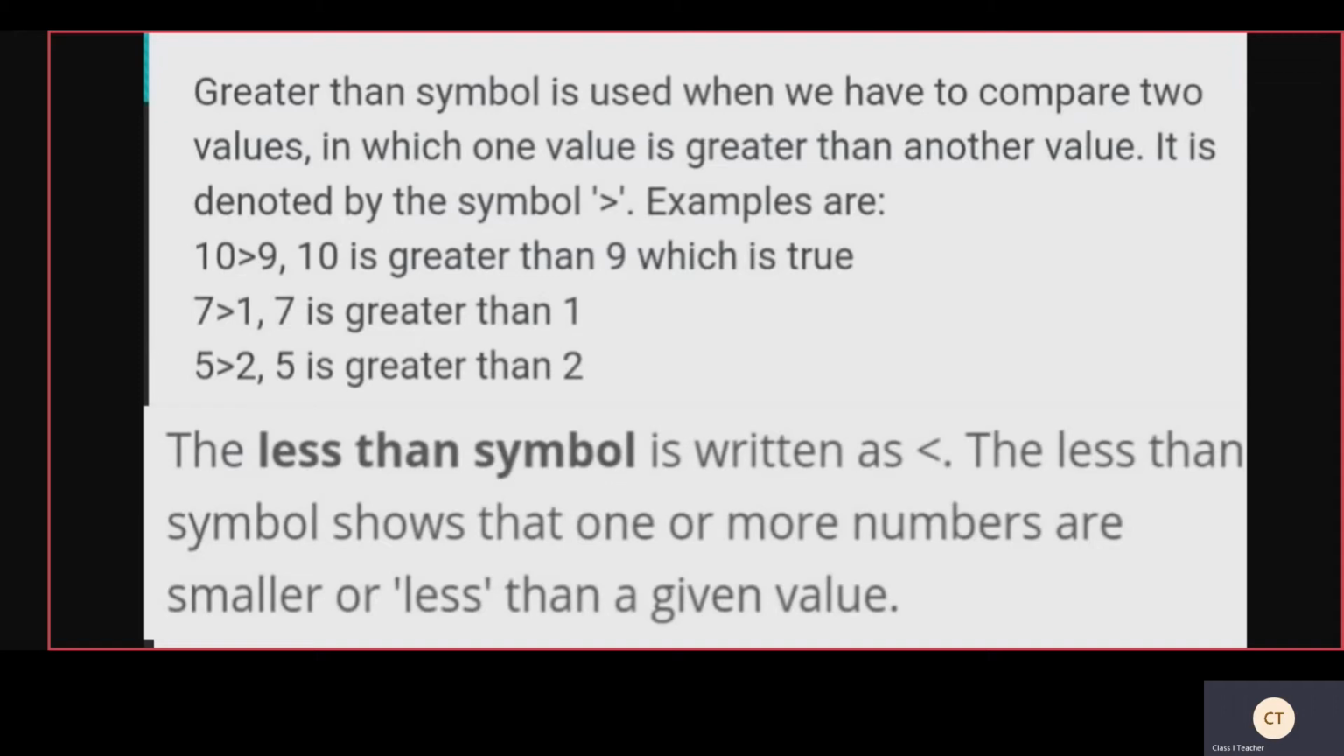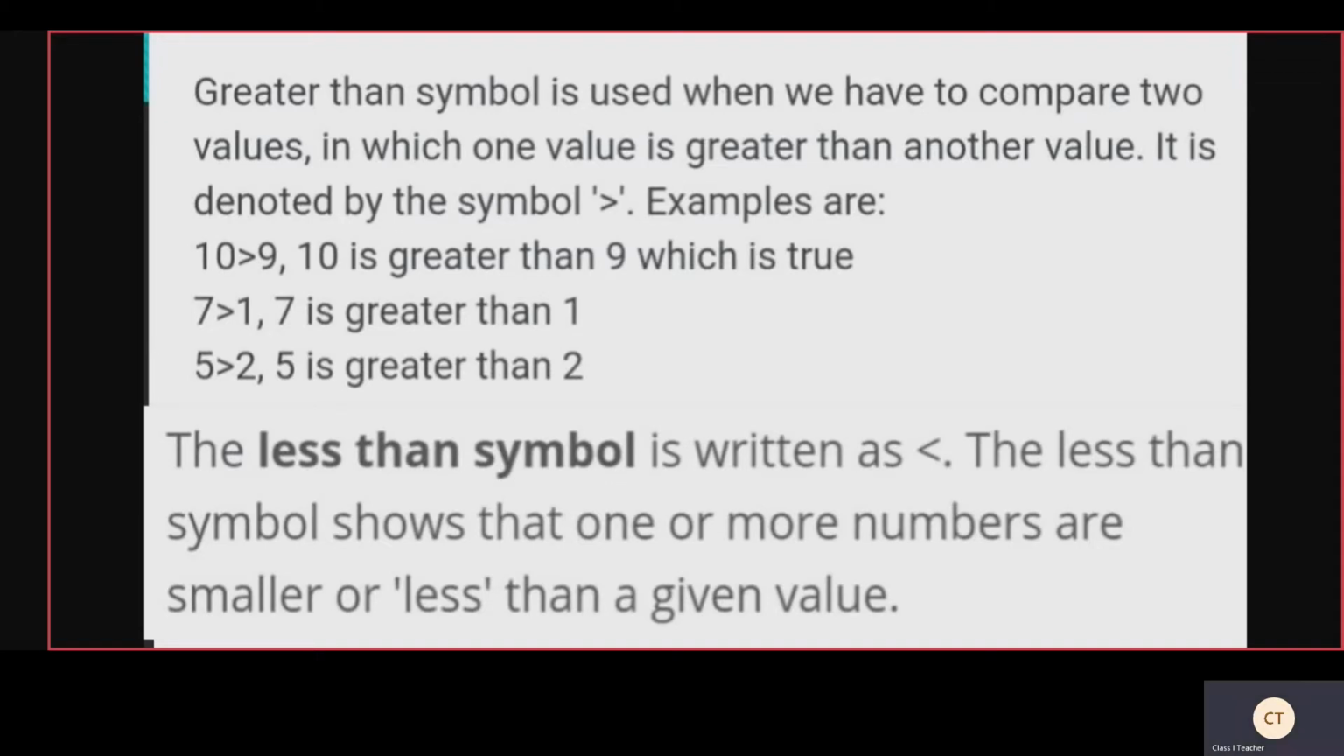Okay, greater than symbol. Examples are 10 is greater than 9. Okay, it is true, children. 10 is greater than 9. Okay, next one more example. 7 is greater than 1 and 5 is greater than 2.